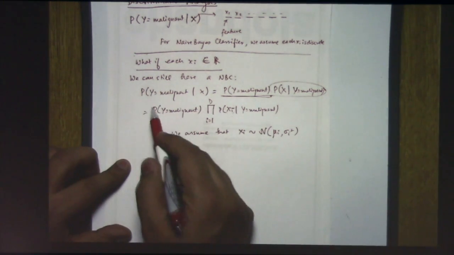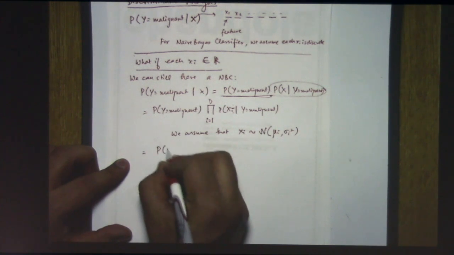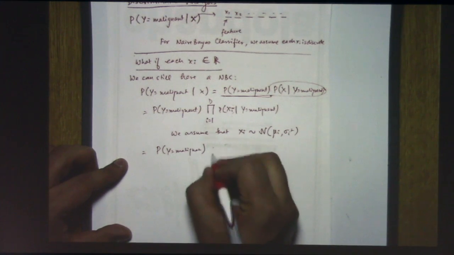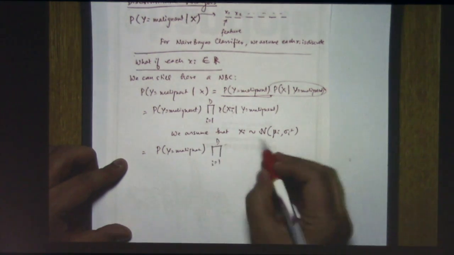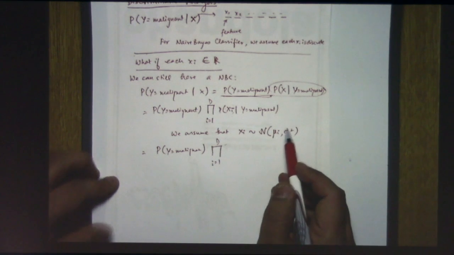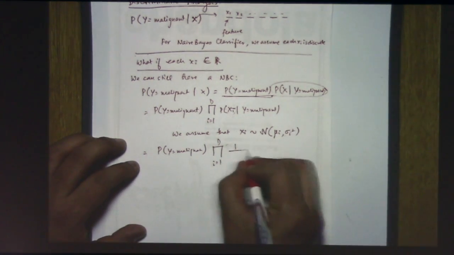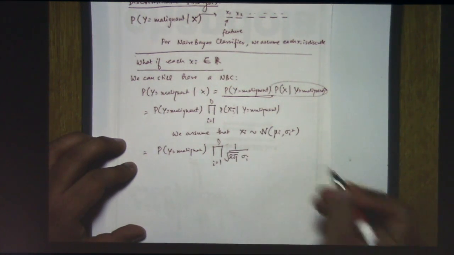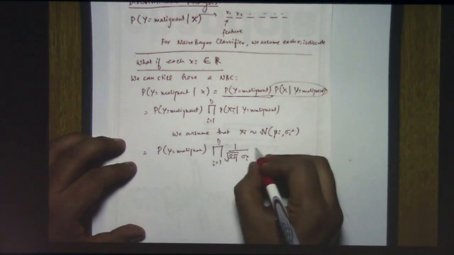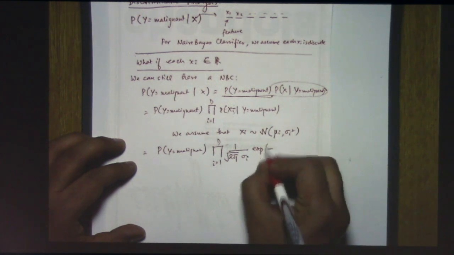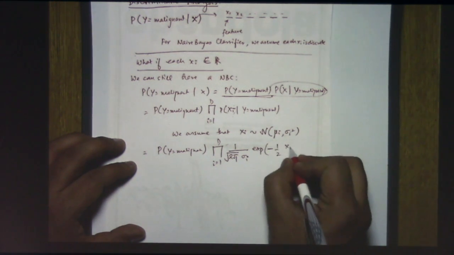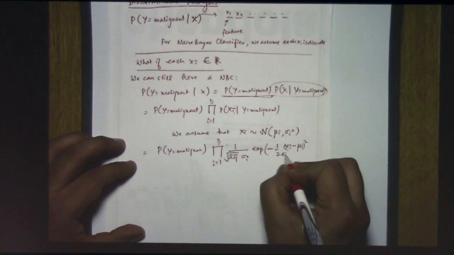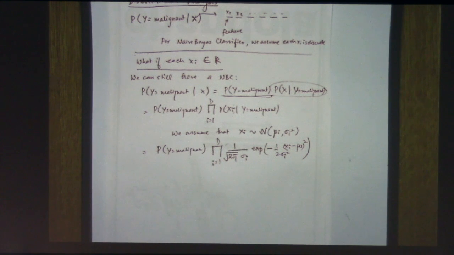Which means that now this quantity can be written as P(y = malignant) times a product over all d of whatever the PDF of a normal distribution is. And the PDF of a normal distribution has a very beautiful form. It is 1 over square root of 2 pi sigma_i, times exp of minus half of (x_i minus mu_i) squared over sigma_i squared, right? That's easy.